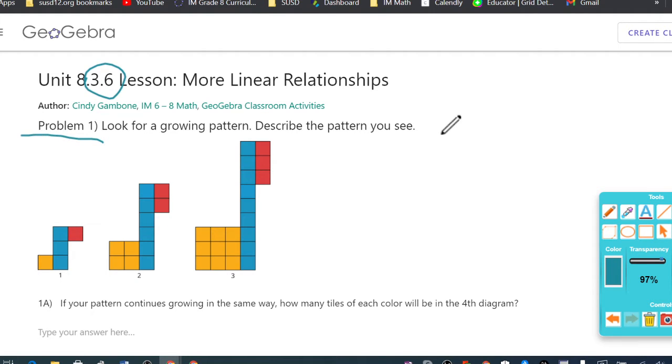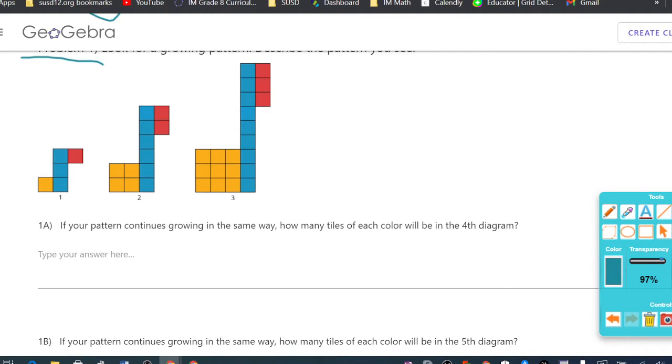Problem number 1. Look for a growing pattern. Describe the pattern you see. Okay, in picture 1, I'm going to call this n equals 1. We have 1 yellow square, 1 red square, and 3 blue squares.